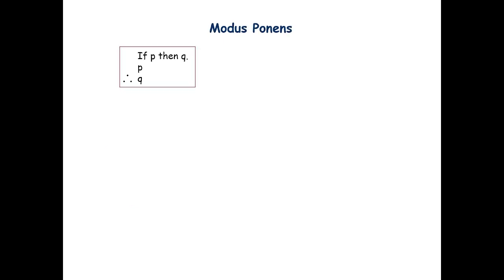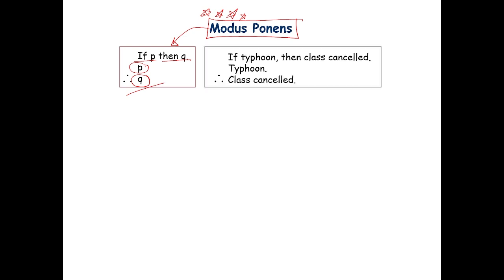So there are many argument forms. We're going to memorize the important ones from it. Modus ponens. This argument form is of this form. You have a conditional statement at first, if P then Q, then they say the hypothesis is true, which means P. So the conclusion must be reached, right? So Q. If typhoon, then class cancelled. Typhoon, so class cancelled.